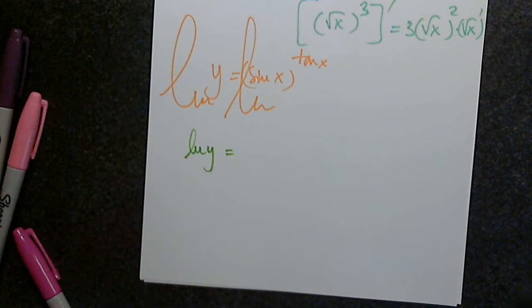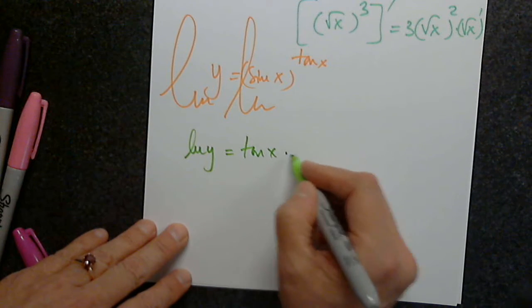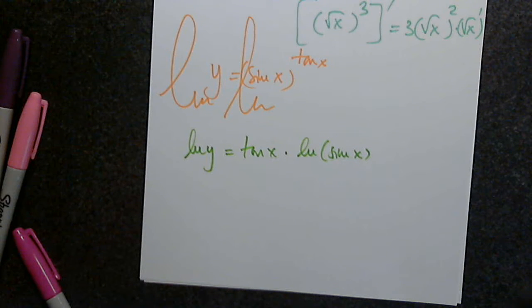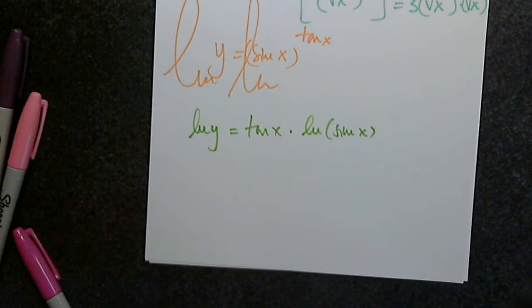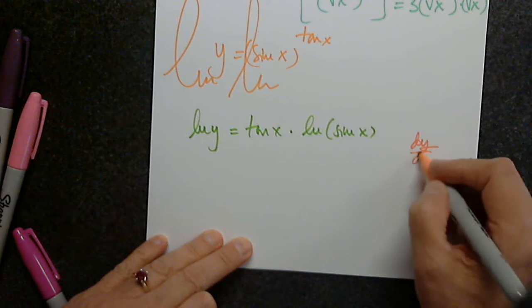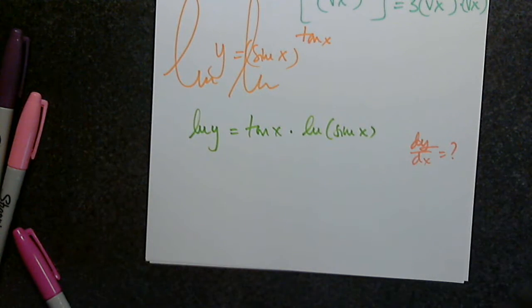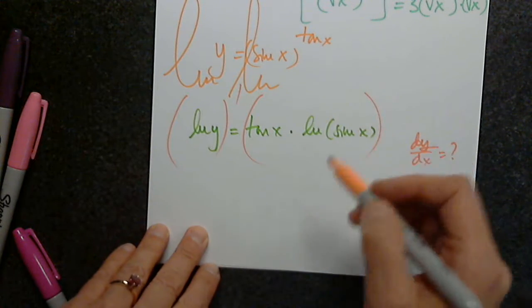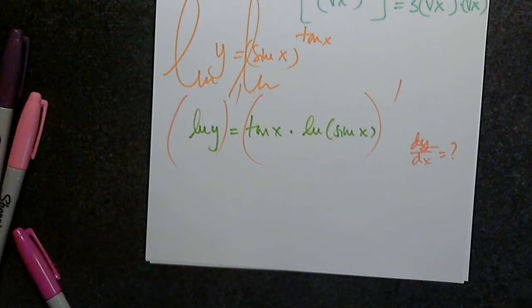Can anyone dictate the right-hand side? Very good. Tangent x times natural log sine x. Awesome. Well done. Now, the next step. What do you think the next step would be? I still would like to find dy over dx. That's my target. Exactly. I will differentiate implicitly both sides. Awesome.